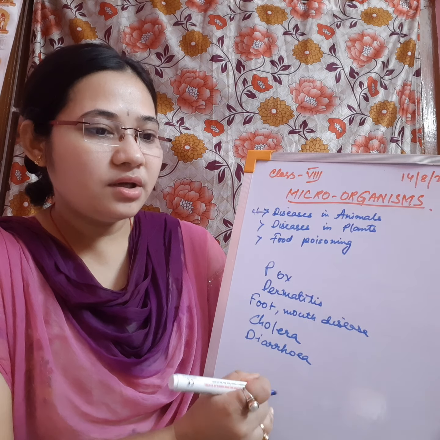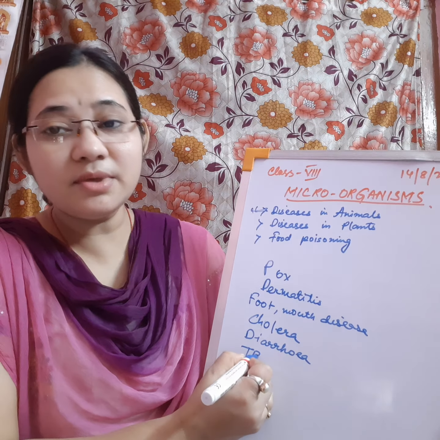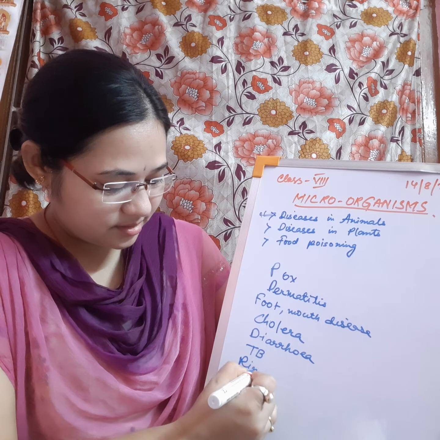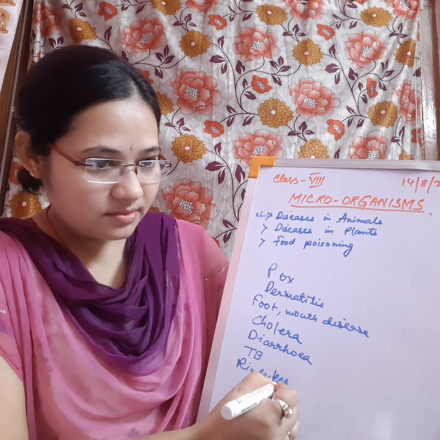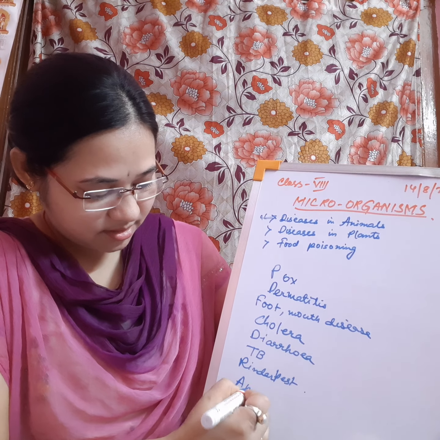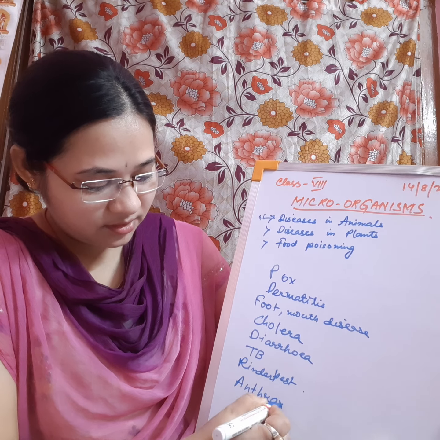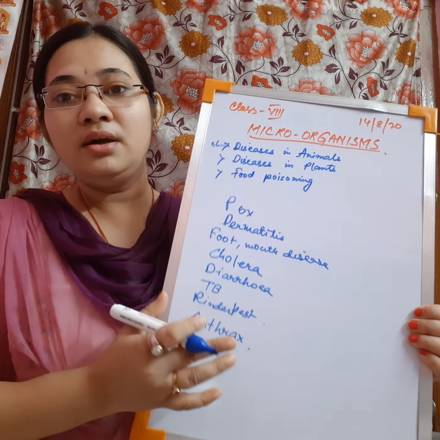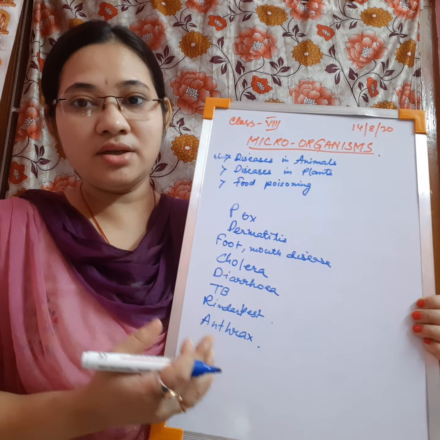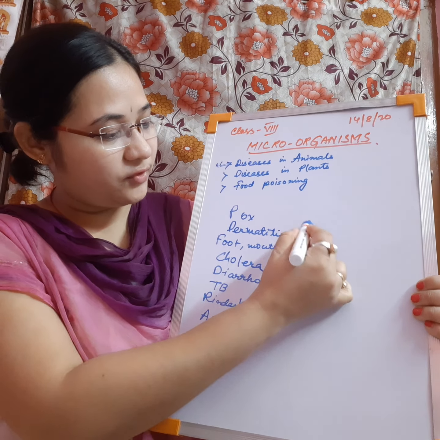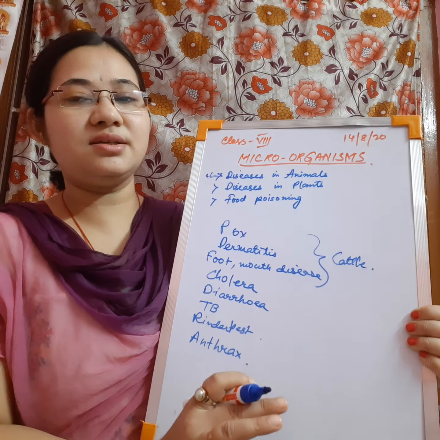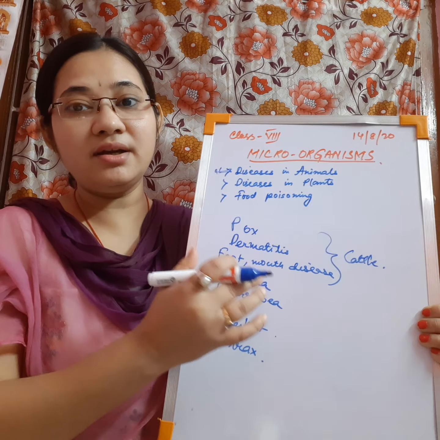Then we have tuberculosis or TB. Then we have rinderpest and anthrax, a very harmful disease. So these are some of the diseases which are caused in different types of cattle like goat and sheep. Pox, dermatitis, and foot and mouth disease are seen in cattle. They are viral diseases, caused by viruses.